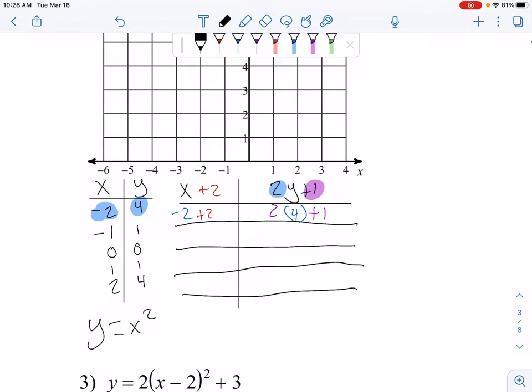And then I can work that out. So this is 0, and then 2 times 4 is 8, plus 1 is 9. I'm going to do that for each point. So all of these are going to be added by 2, and everything on my y is going to be multiplied by 2 and then adding 1. So it's going to be multiplied with 2 and then add 1, multiplied with 2 and then add 1, I need one more, multiplied with 2 and then add 1.